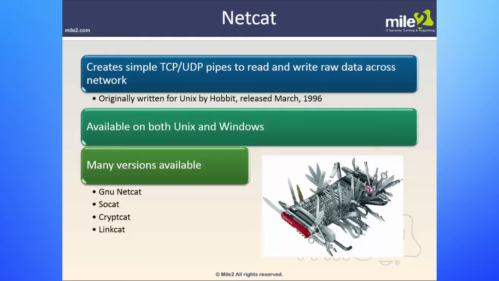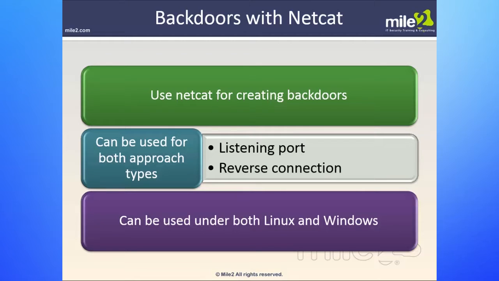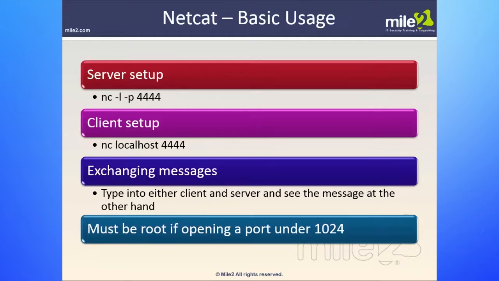Okay, so let's take a peek into backdoors with Netcat. Here again, we can use Netcat to create a backdoor. Not the front door, not the side door, but a backdoor. It can be used for both approach types, such as listening and reverse connection. And this is where it gets really interesting, because we can do what's called a reverse shell. We can basically get a reverse connection from our target machine to our hacker machine. And that's pretty cool. Some of the basic usage: we can set up the server. This is basically what we're going to be connecting into.